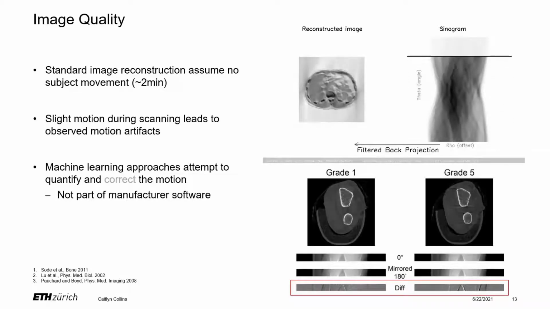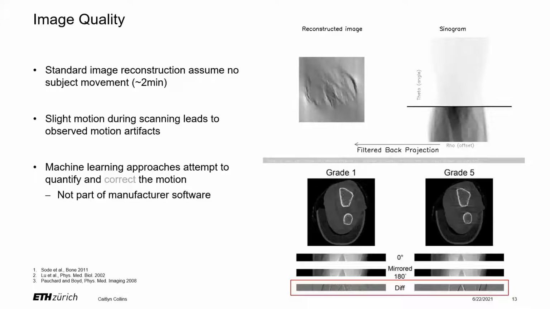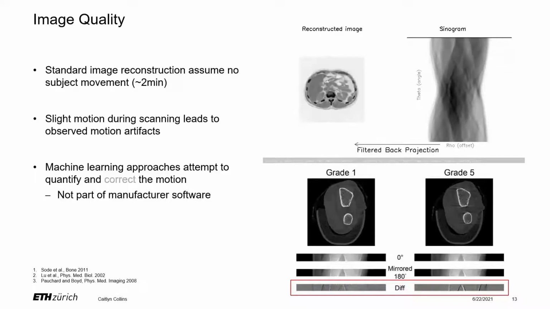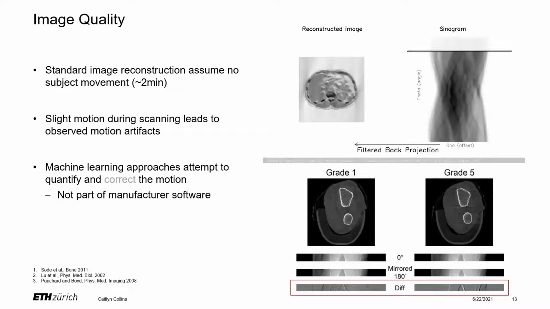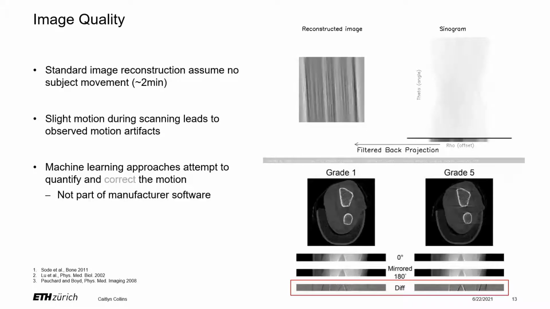Here you can see an automatic grading score that was developed to determine the amount of motion in an image, by looking at projections at 0 degrees and 180 degrees and subtracting the two after one of them was mirrored. And you can see in the grade 5 image that there's quite a bit more difference detected in the subtracted images.